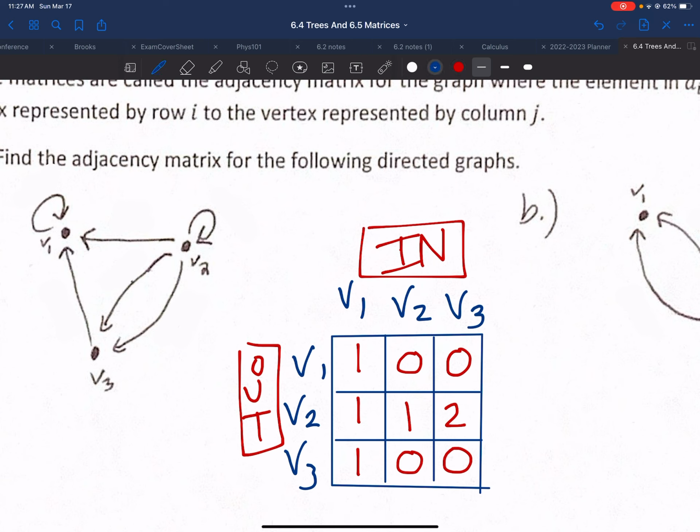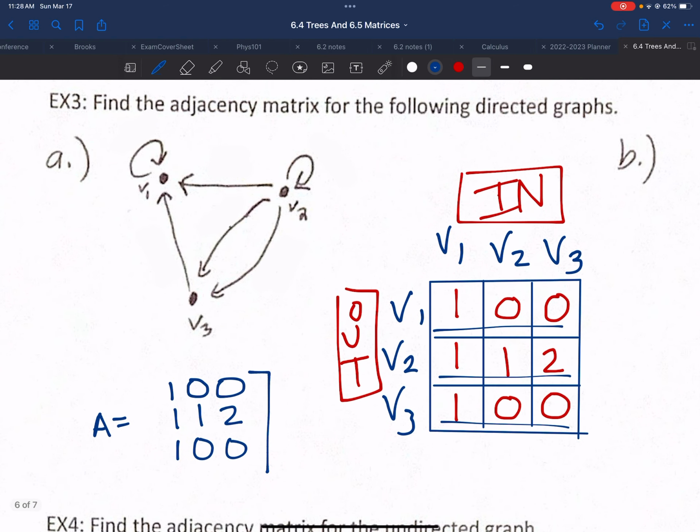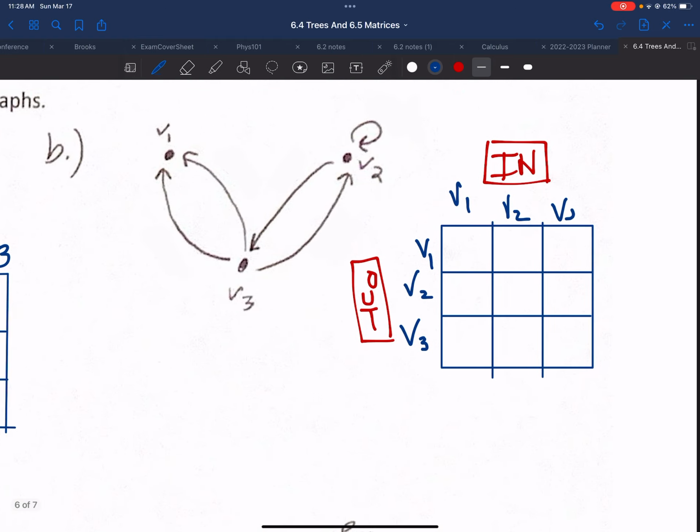So now I have all the ingredients to be able to write my matrix. If you want to go straight to writing the matrix, that's fine. I have a tendency to want to stick it in a table just so it's a little bit more organized. So 1, 0, 0. So I'm just copying the information that's here. 1, 1, 2. And 1, 0, 0. And then I put brackets on either side. And that's my matrix.